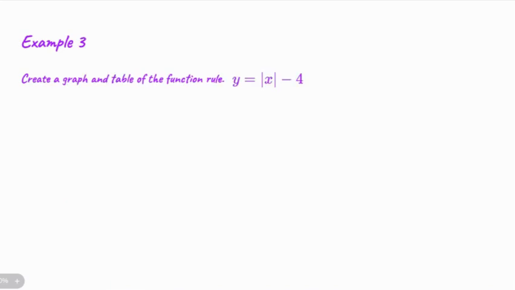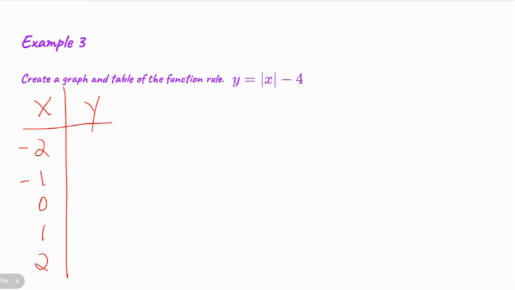All right, for this one, we've got an absolute value function. So again, being strategic with how I choose my values. I'm going to start with -2 this time. I'm going to go -1, 0, 1, and 2. And on problems like this, that's going to be pretty standard. Let's look at y. So I plug in -2. You've got to remember what an absolute value is. It's the distance to a point from an origin. And that's always a positive value. So absolute value of -2 is just 2 minus 4, and we get -2.